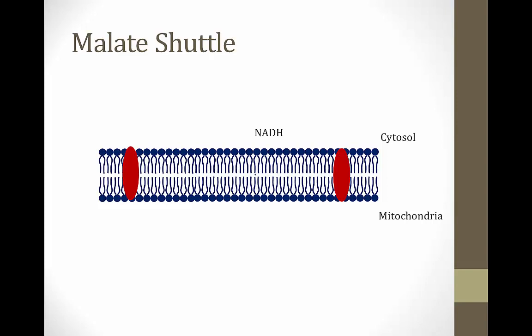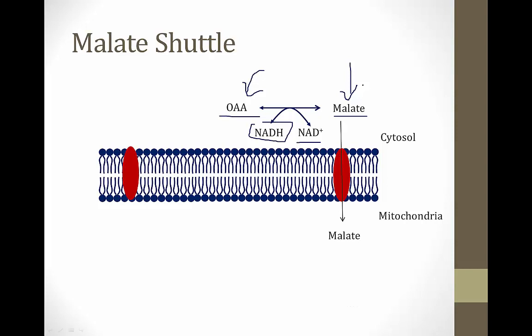So to work around this problem, cells have something called the malate shuttle. The malate shuttle gets its name because the first step is conversion of oxaloacetate into malate. In doing this, NADH is converted to NAD+, and what this essentially means is that NADH transfers its electrons to oxaloacetate, and that creates a molecule of malate. Malate can cross the mitochondrial membrane through a shuttle, and once it gets inside, the malate is converted back to oxaloacetate, and that generates a molecule of NADH. So what we have essentially done here through the malate shuttle is move NADH from outside of the mitochondrial membrane to inside the mitochondrial membrane.